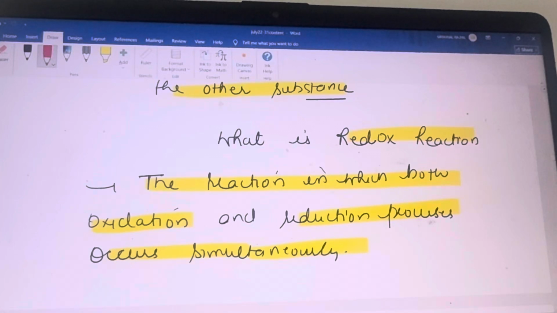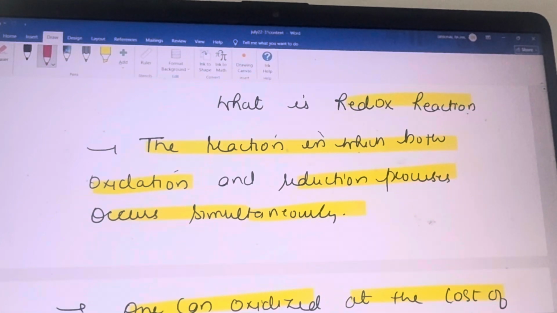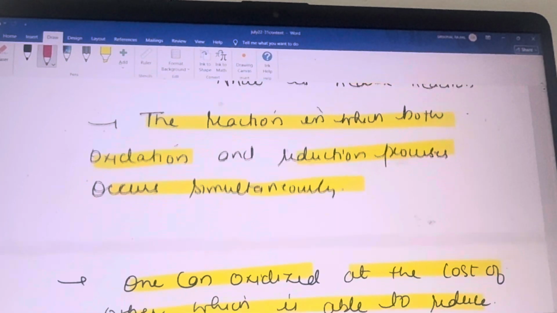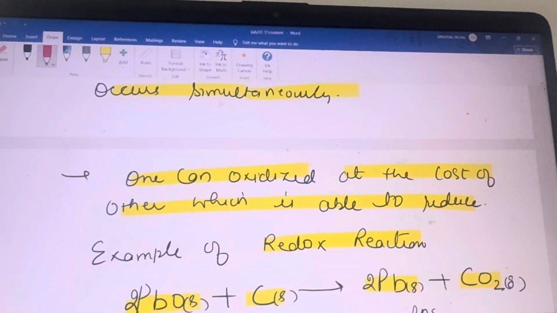Going to talk about redox. As I explained to you what is oxidation and reduction. So redox reactions वो reactions होता है बेटा जिसमें oxidation and reductions they both occur simultaneously, एक साथ होता है. Because students, one can oxidize at the cost of other which is able to reduce.